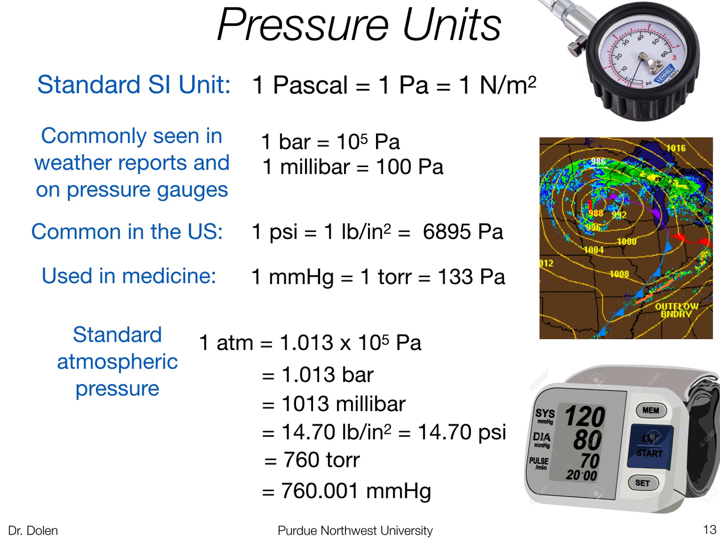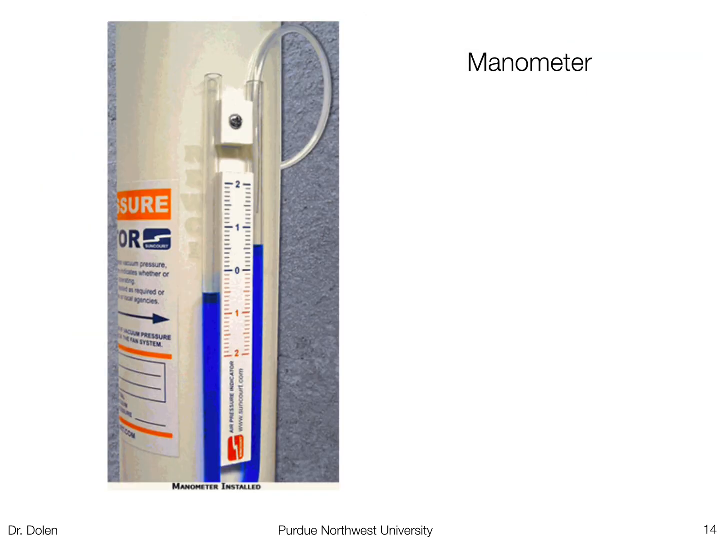We can also talk about how we measure pressure, and there's a lot of ways to do it. A lot of the time, one of the simplest pressure gauges is called a manometer. This is an example of a manometer, and in fact, some of you may be able to go into the basement of your house and actually look for one of these. If you have a radon mitigation system, you may actually have a manometer in your basement.